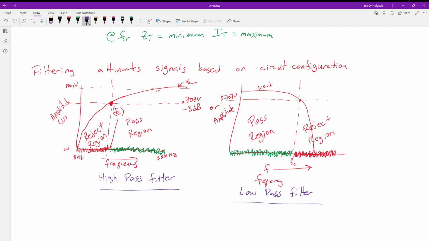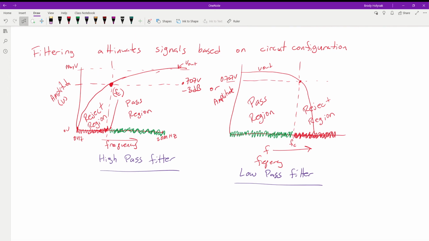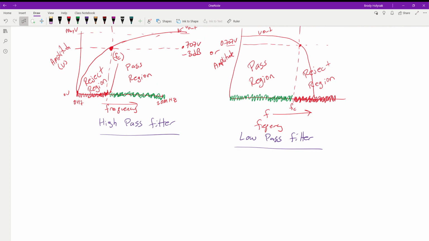So now that we have an understanding here, this is our high pass filter, this is our low pass filter. I'm going to talk briefly about the other two types of filters that we have, but like I said, we're going to talk about them later when we get into the resonance, but just so you're aware of what they are.